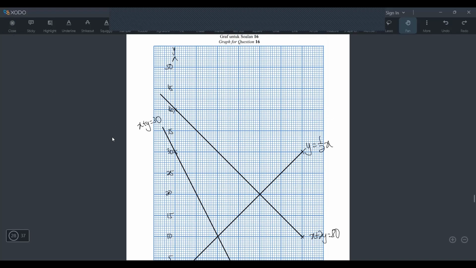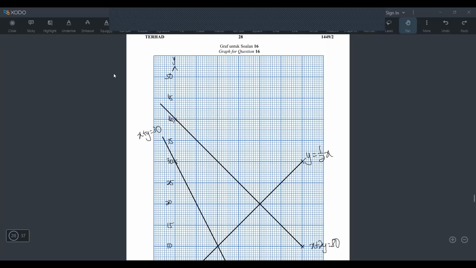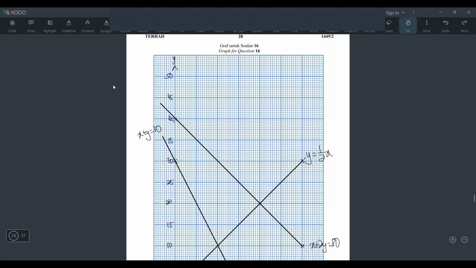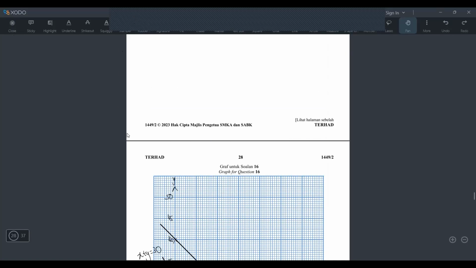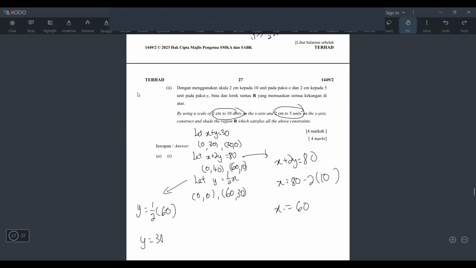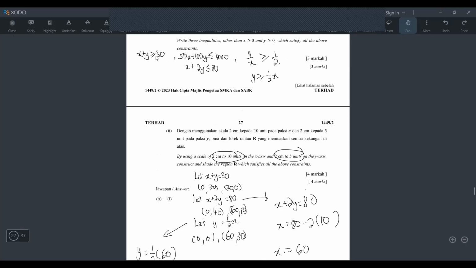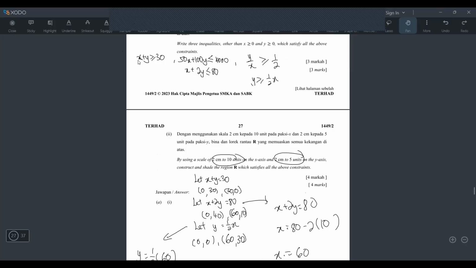Now I'm done with my lines. Now we can shade, right? Because the question asks us to construct and shade the region R which satisfies all the above constraints. This time when we shade, we have to look at the symbol here. The first line, x + y = 30, has to be bigger. By the way, you have to take out that y as positive, so take out that y positive is bigger.